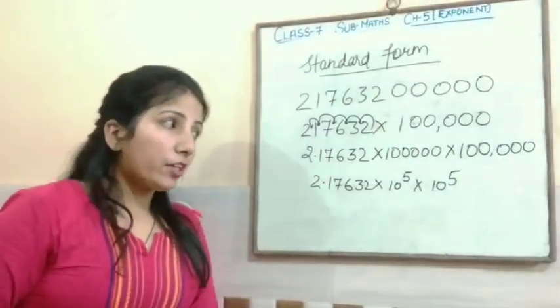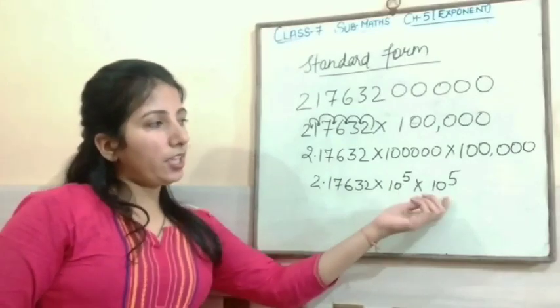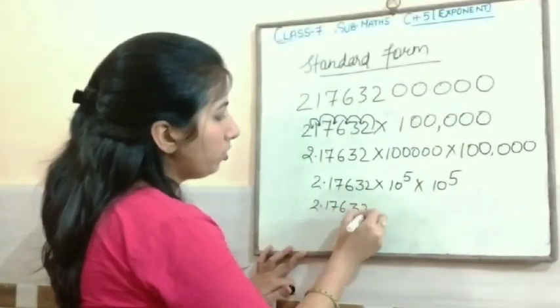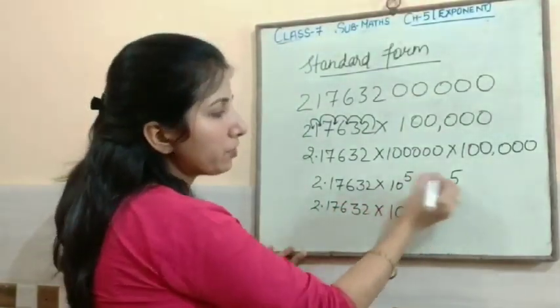In laws of exponent, I have told you that if bases are same, then powers will be added. So this will be 2.17632 into 10 raised to the power 5 plus 5, 10.